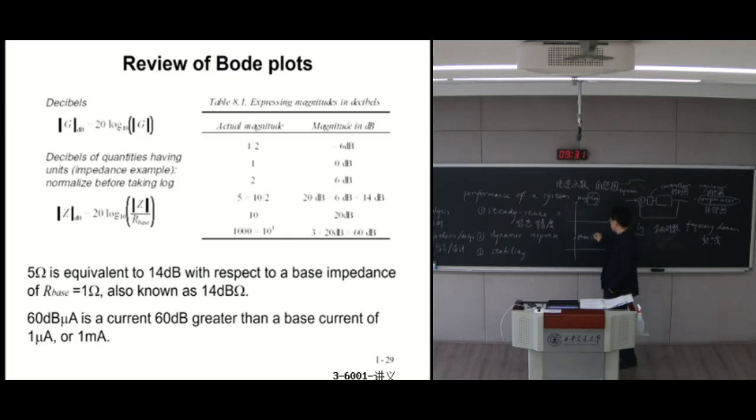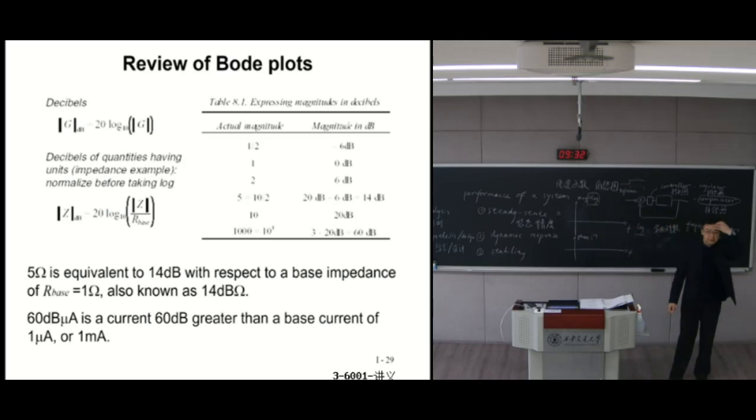There's a unit, which is actually degree. Usually the magnitude does not have a unit. If it's just an amplifying coefficient, it does not have a unit. Okay, so that's the Bode plot.